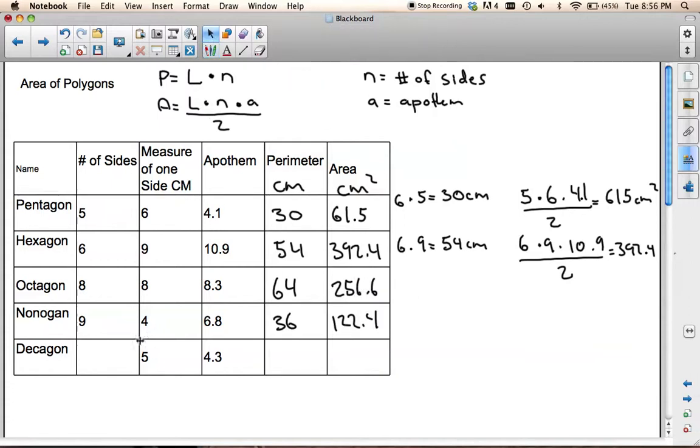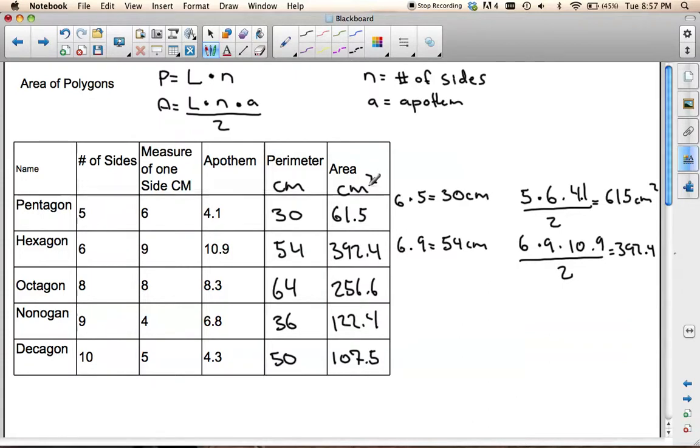Our last shape is going to be a decagon, which is 10-sided. Same thing, 10 times 5 is going to give us 50 centimeters for our perimeter, following our length times number of sides. And then if we multiply 10 times 5 times 4.3, which is our apothem, divide the whole thing by 2, we get 107.5 centimeters squared. All area, remember, is in centimeters squared.